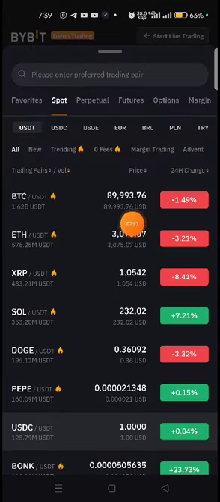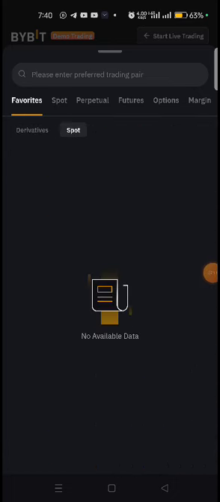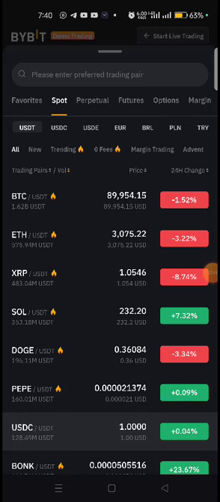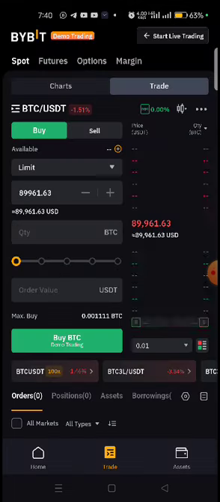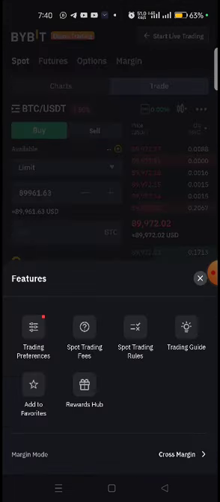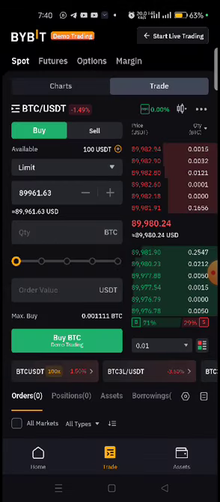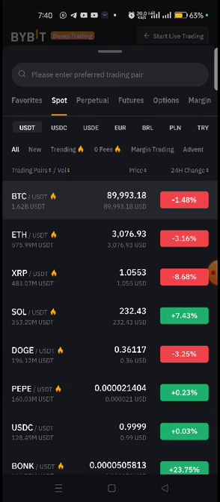I've clicked on it. It has opened different environments. Here is favorite. You can add some coins you want to focus on to your favorites. How to do that is not difficult. Click on favorite. Okay, click on spot, then hold on to the coin. Oh, I think you will do that from here. Add to favorite. Look at it here, add to favorite. I've seen the option.